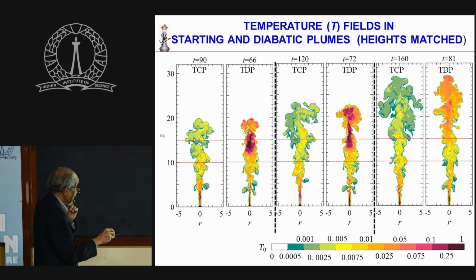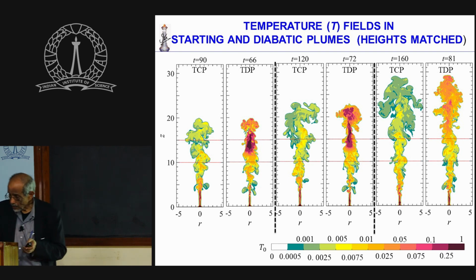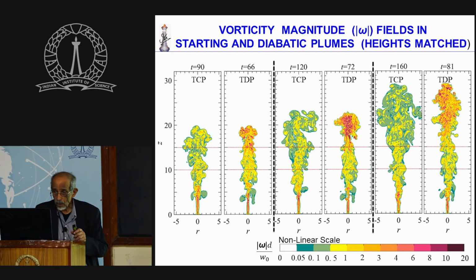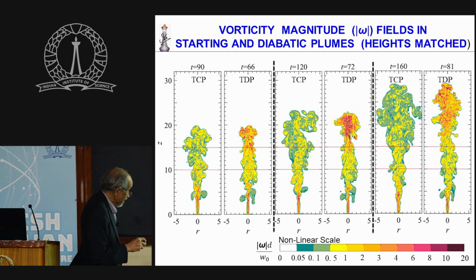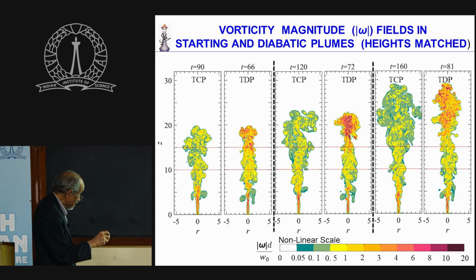Now, here, this goes up to, the heights are matched between these, plotted to a different scale so that you can compare these. Like this. Well, they should have been somewhere about what the actual heights were here. I see that's missing in this graph, but we can see that elsewhere. This is the vorticity magnitude. Once again, that's the classical plume. Well, the vorticity doesn't change a great deal.